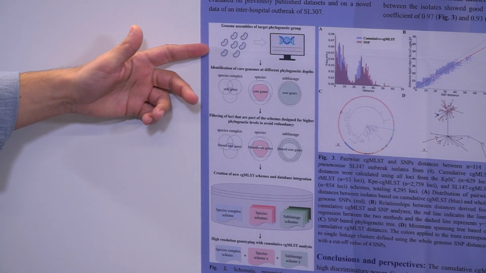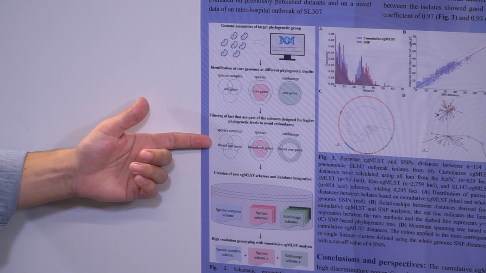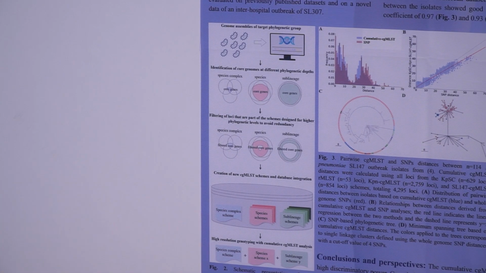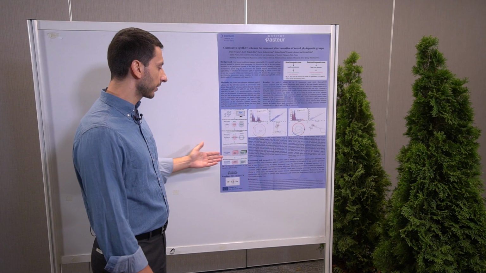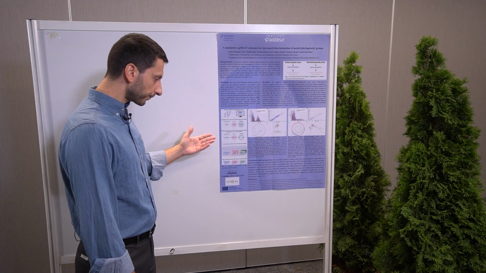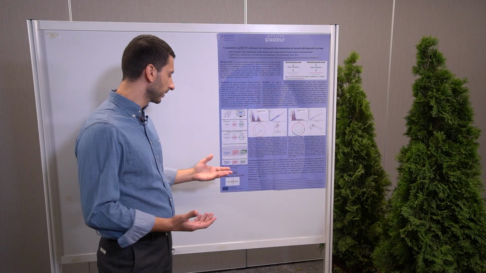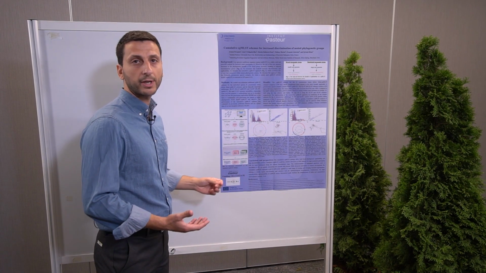So to do this, for any bacterial isolate, we could take genome assemblies and then identify the core genomes at different phylogenetic depths. Then we will use these core genomes to develop schemes for different phylogenetic depths with no redundancy for the loci between the schemes. And after the integration of these schemes in a database, we could combine these schemes depending on the isolate under investigation to make high-resolution genotyping.